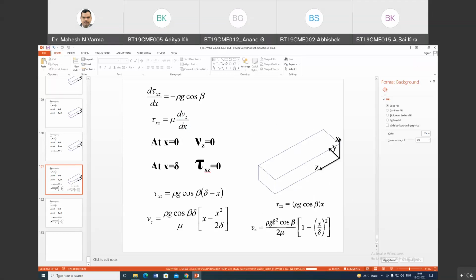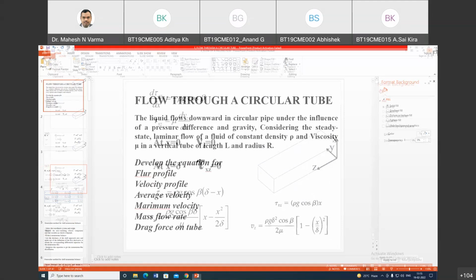This is clear to everybody? Anybody has any doubt in this problem? This is the fundamental problem and a very important problem actually. Okay, now we will move on to the next problem.